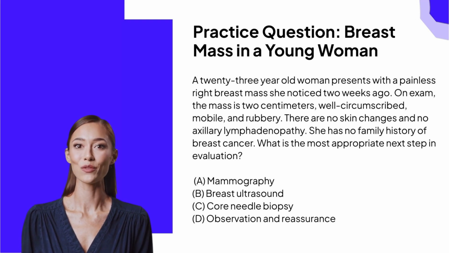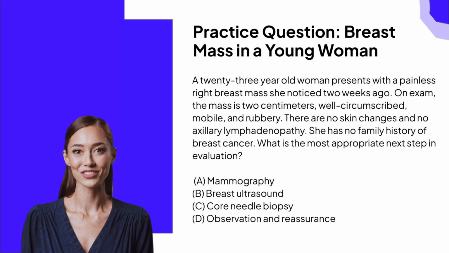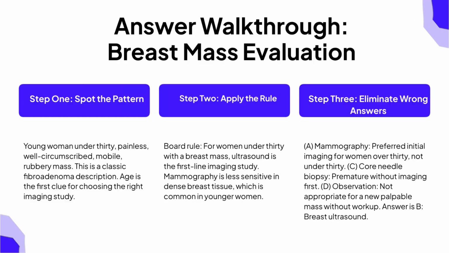Take a moment to think about which answer you would pick and what clues in the stem are guiding your decision. Let us break this down step by step. Step 1. Spot the pattern. Young woman under 30 with a painless, well-circumscribed, mobile, rubbery mass. This is a textbook fibroadenoma description. Age is the most important clue here.